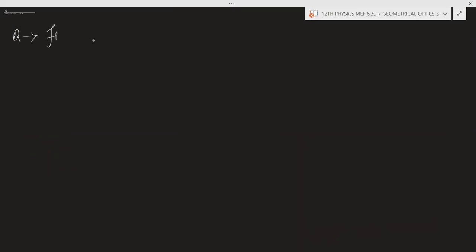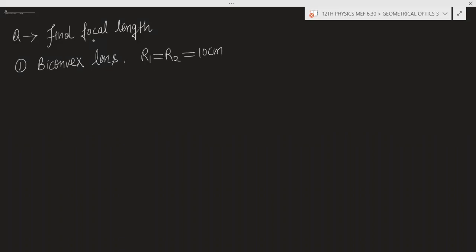They are saying find focal length. Number one, biconvex lens, R1 is equal to R2 is equal to 10 centimeter, and the refractive index of lens is 3 by 2. The lens is kept in air.